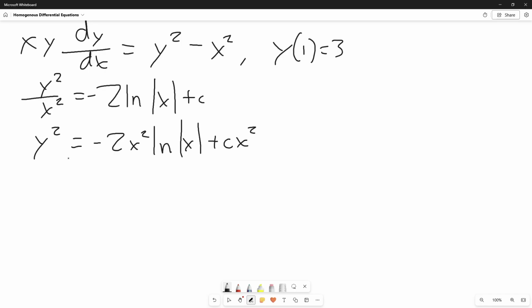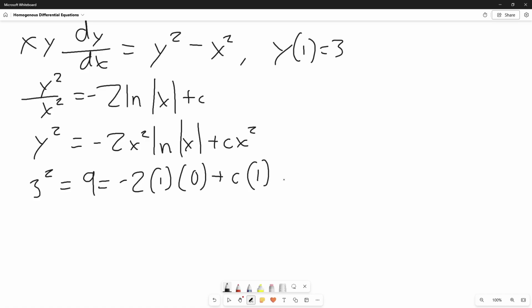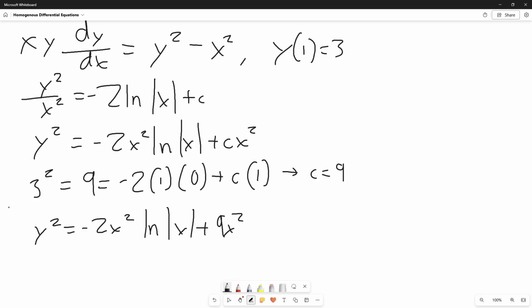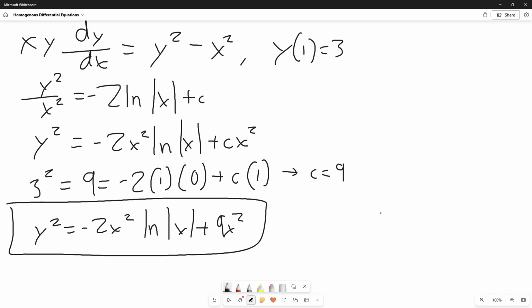So y of 1 equals 3, which means that 3 squared, which is 9, is equal to negative 2 times 1 times ln of 1, which is 0, plus c times x squared, which is 1. So that means c equals 9. And now, let's plug c into the equation. So y squared equals negative 2 x squared ln absolute value of x plus 9 x squared. And that is your final answer for this example.